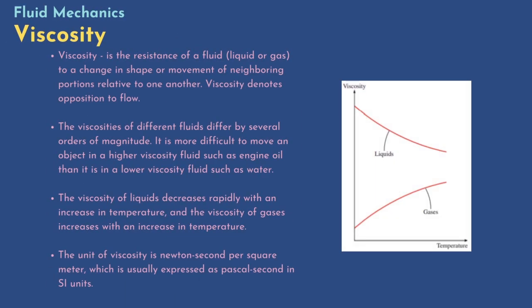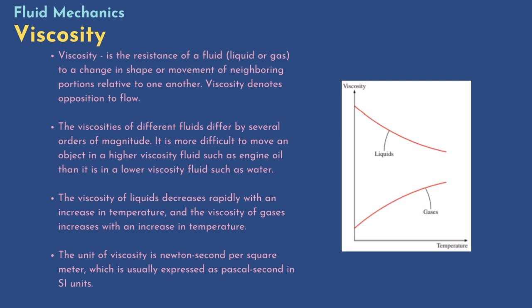Viscosity is the resistance of a fluid, liquid or gas, to a change in shape or movement of neighboring portions relative to one another. Viscosity denotes opposition to flow. The viscosities of different fluids differ by several orders of magnitude. It is more difficult to move an object in a higher viscosity fluid, such as engine oil, than it is in a lower viscosity fluid, such as water.